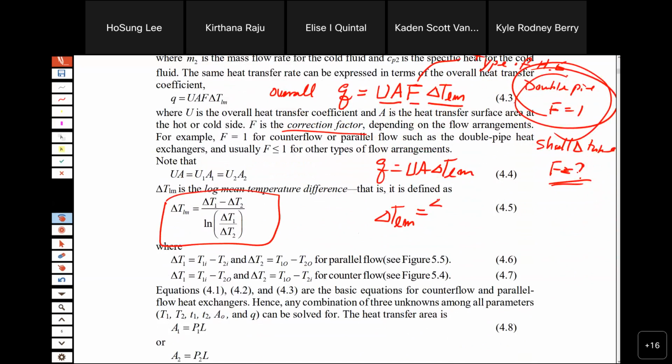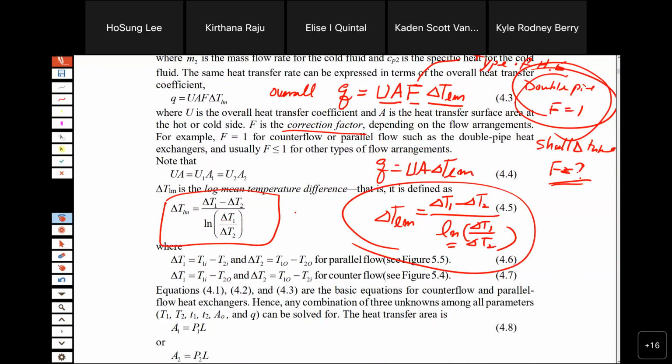Log mean is delta T1 minus delta T2 over the natural log of delta T1 over delta T2. You don't have to remember it, it's easy. All you remember is natural log and first comes first, that's it. We will derive this later, but at this moment we just use it.